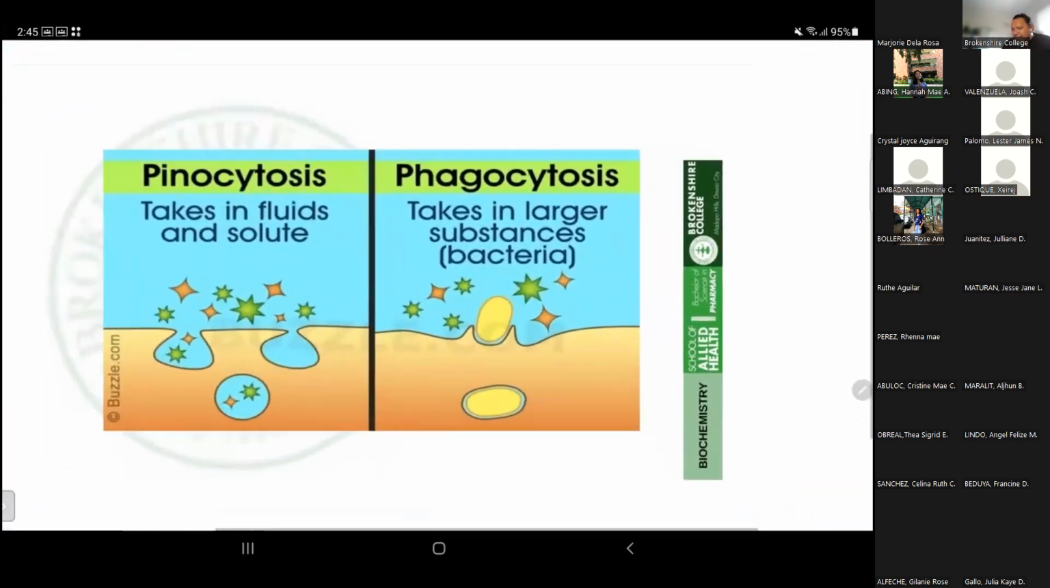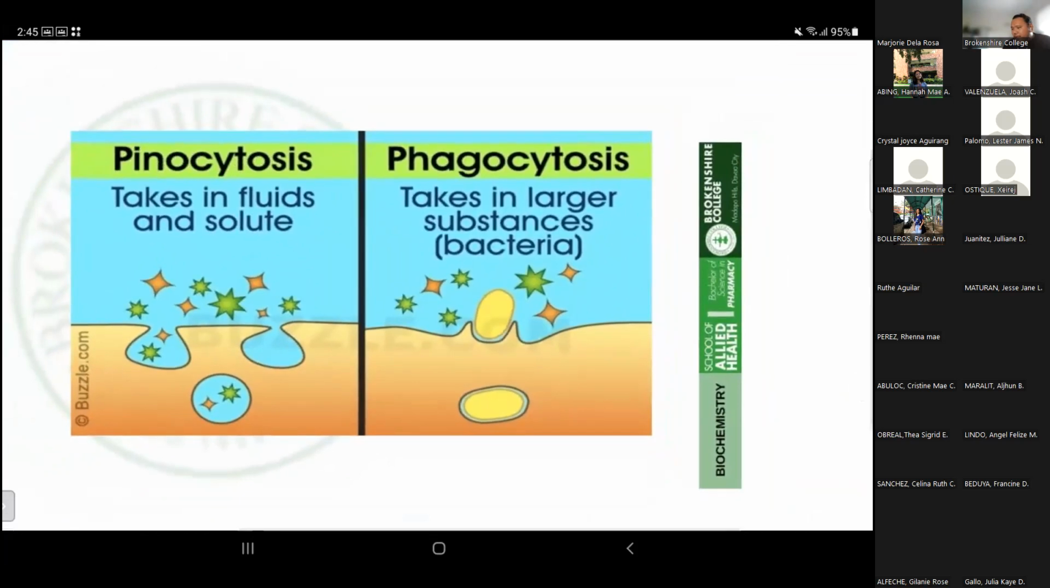So again, the difference between the two, to be more specific, is that pinocytosis takes in fluid and solute, so liquids. Larger substances, solid substances, and even cellular substances or cell structures like bacteria, are taken in through phagocytosis.